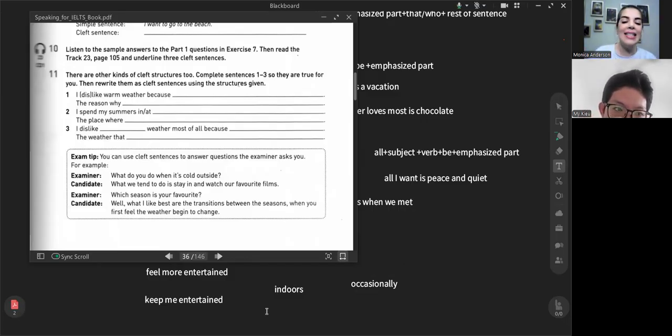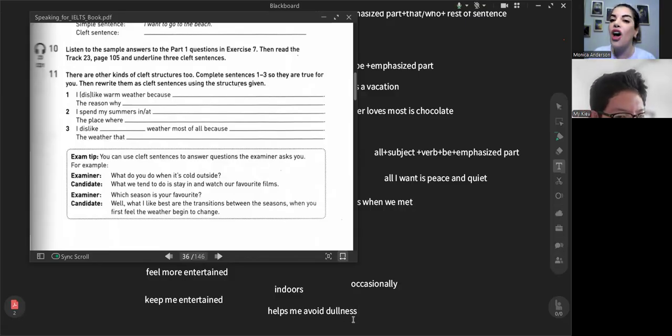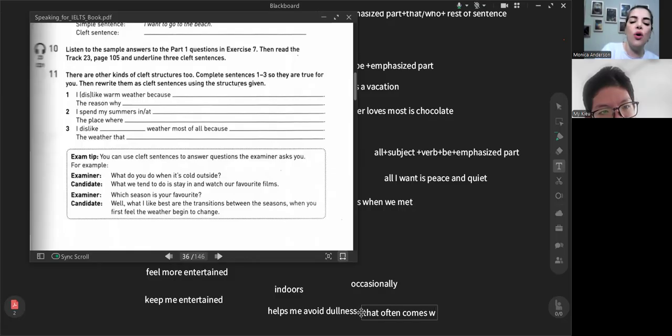So, and helps me avoid dullness. So you know that dull means bored. Dullness, the state of being bored. Okay, dullness, and that often comes with, for example, cold weather, or we have better, gloomy weather.